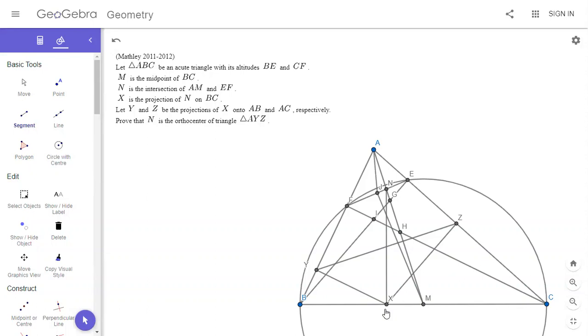All right, let's see. So if we can show the cross ratio F, J, N, E is equal to B, X, M, C, that would solve it. But I don't know if that really makes it easier.